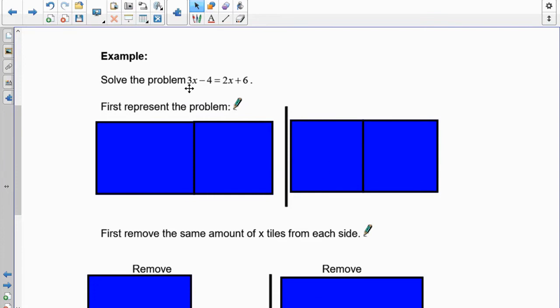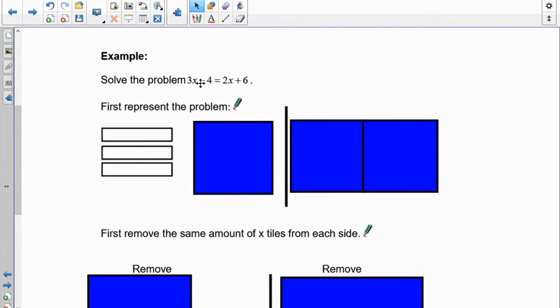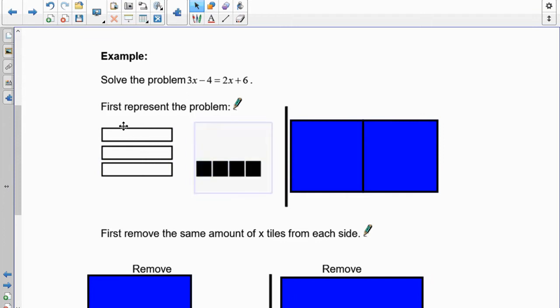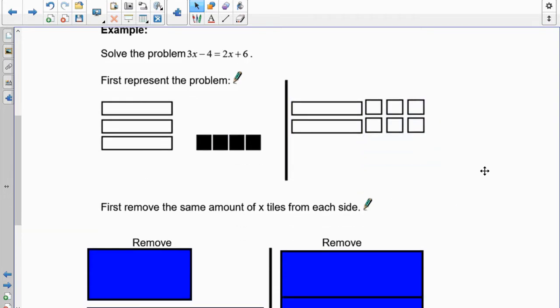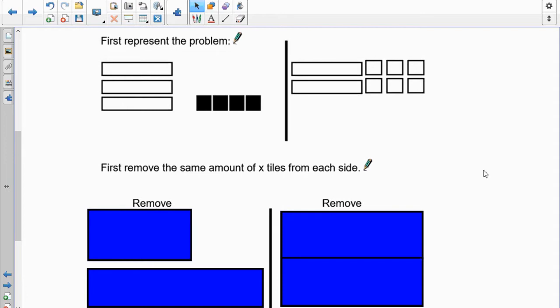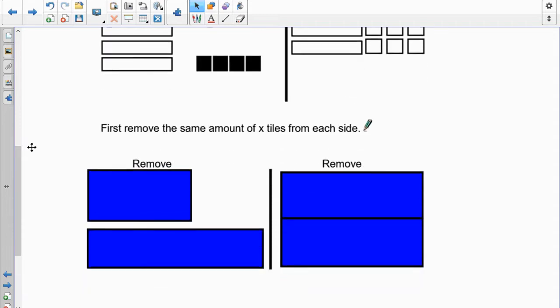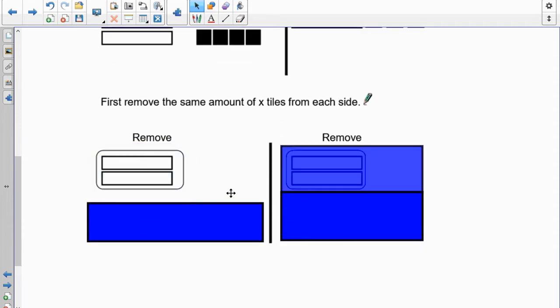On the left-hand side, I've got to have 3x's, and I have to have negative 4, which is very easily done like we've done before. On the right side, I've got 2x, plus I've got 6. Now I told you to try to make sure that we keep everything positive. So I want to take away 2 x's from each side so that this x will stay positive. So I'm going to remove 2 x's from each side.